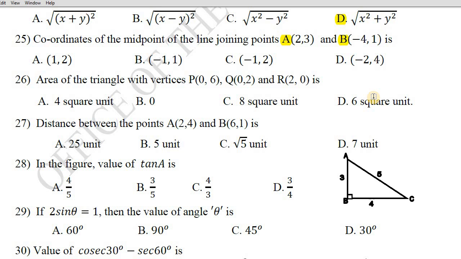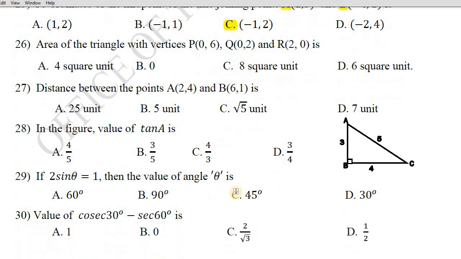It means the section formula you have to use, and in the section formula the second one you want to use. So that is (x, y) equals ((x2 plus x1) by 2, (y2 plus y1) by 2). Use that formula and substitute the values and you will get the answer, which is (minus 1, 2). So option C is correct.